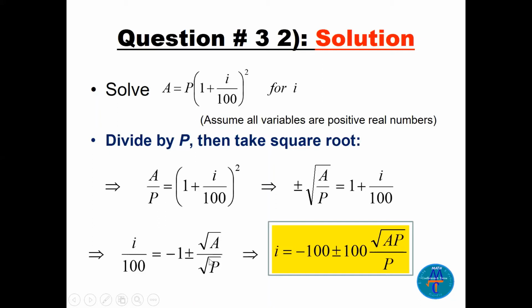You rationalize. I think you know the word rationalize. Multiply up and down by square root of P. So we have only P there, and we have the square root of AP. Now also multiply by 100 because I need I. Solve for I, I need I on one side. Multiply by 100, so this becomes minus 100 plus or minus 100 square root of AP, all divided by P. That's I. It's not easy, I know, but just try it.